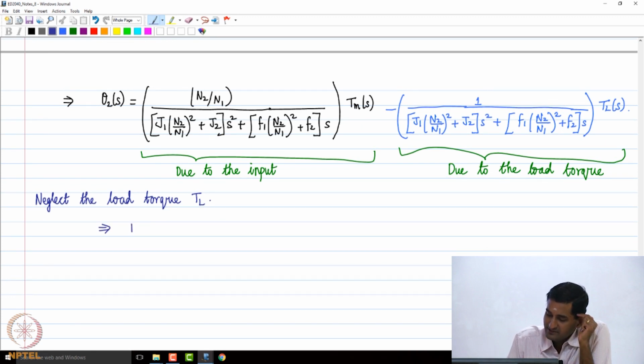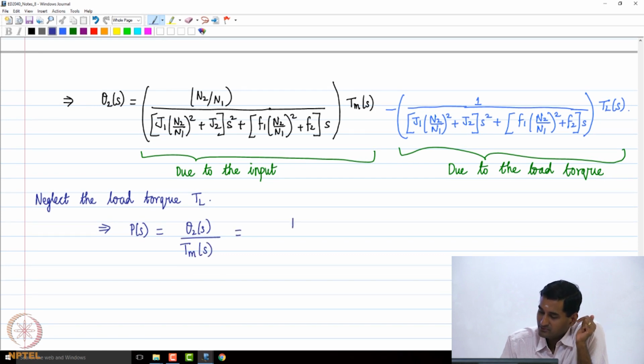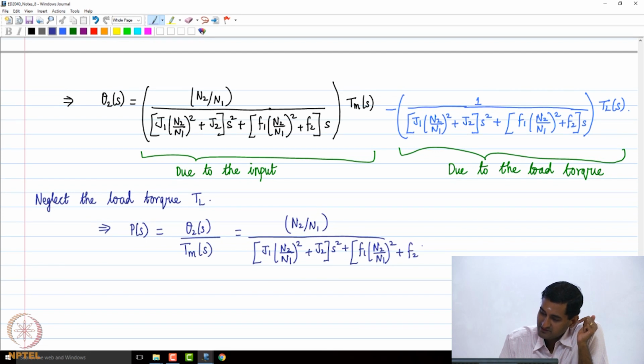This implies that the plant transfer function P(s), which is equal to theta 2(s) divided by Tm(s), is going to be equal to N2 by N1 divided by J1 (N2 by N1) whole squared plus J2, s squared plus F1 (N2 by N1) whole squared plus F2, times s.